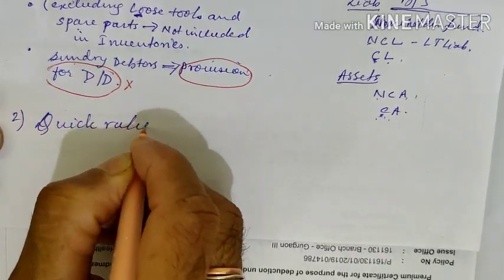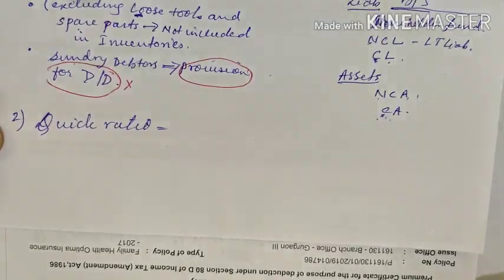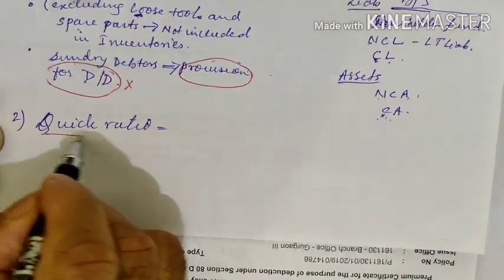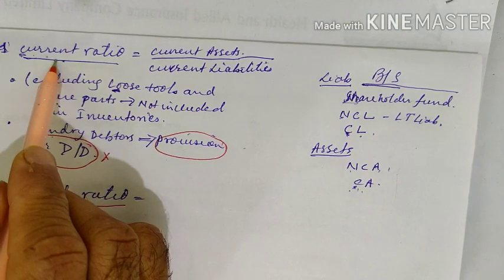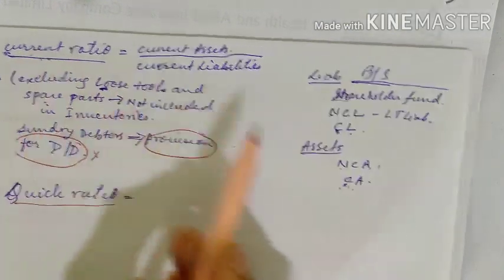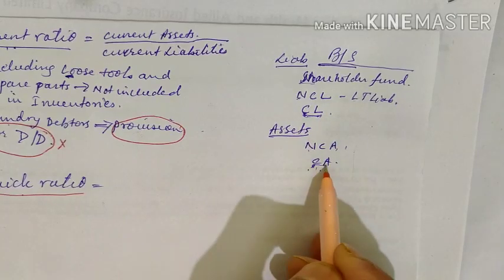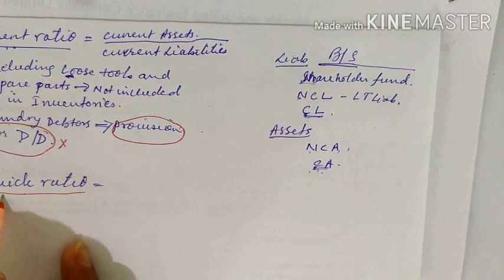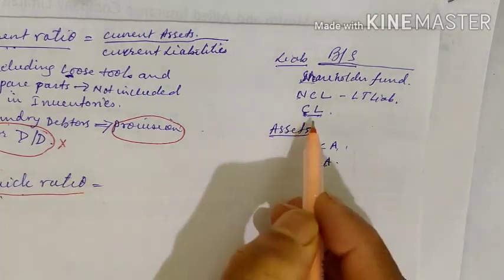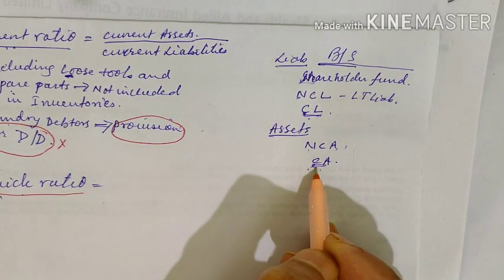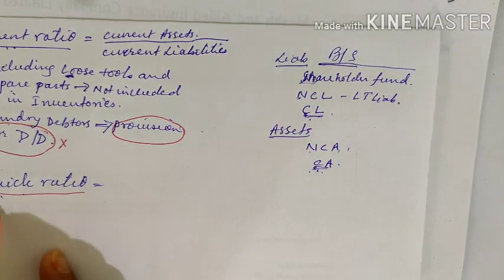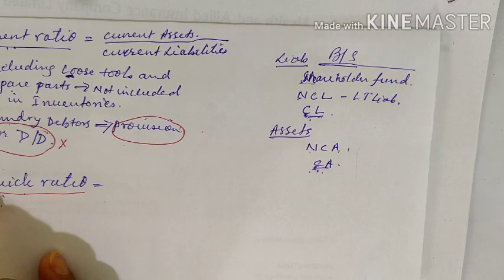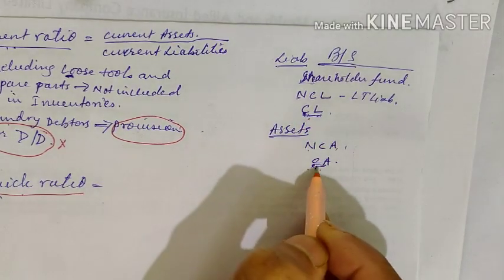Quick ratio, which is also known as liquid ratio, is part of the current items. Current items are here, current liabilities and current assets. That means the items for quick ratio should also be taken from current liabilities and current assets, but all these items may not come in the quick ratio.